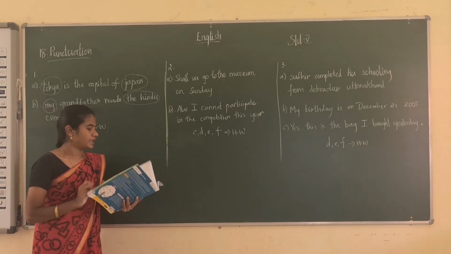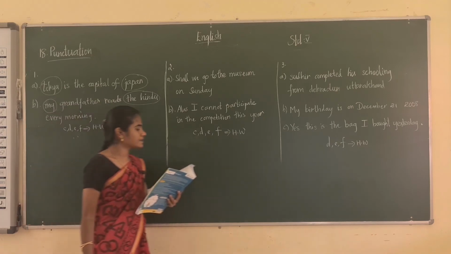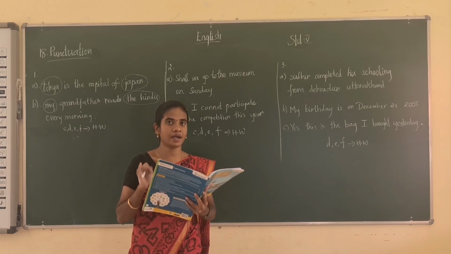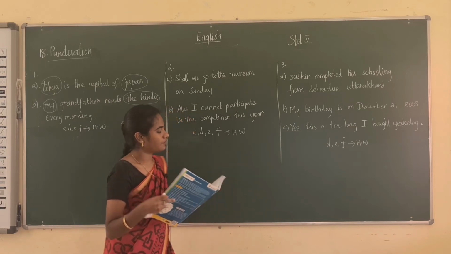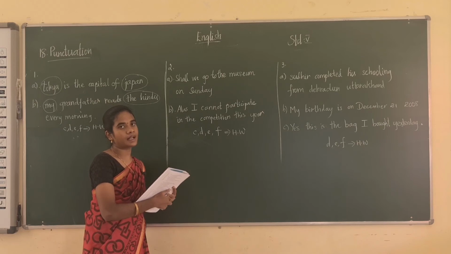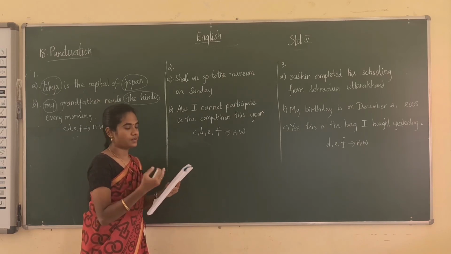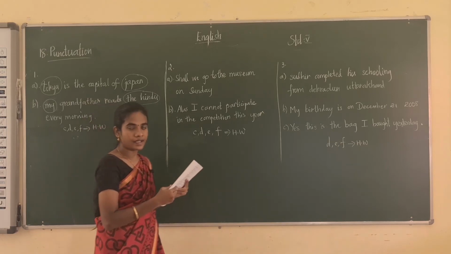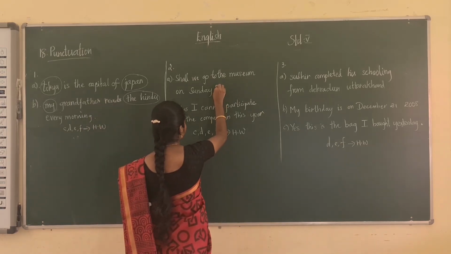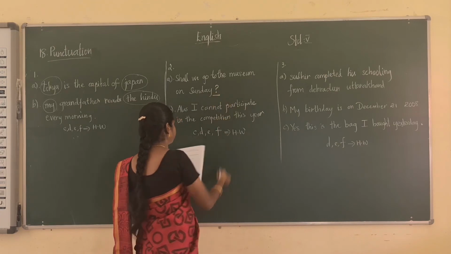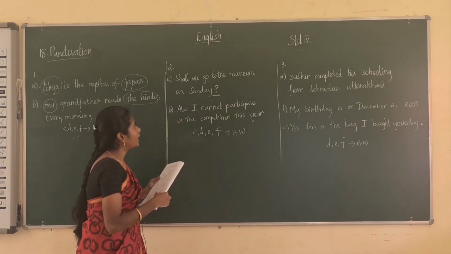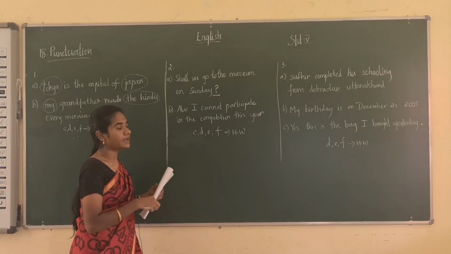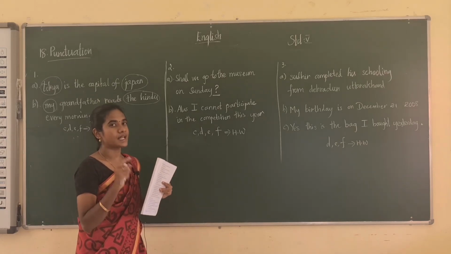Okay, see the next one, the second exercise: punctuate the following sentences using a full stop, question mark and exclamation mark. Okay, shall we go to the museum on Sunday? So it is a question format, so you have to put a question mark. Okay, then the next one, alas, I cannot participate in the competition this year. So here, after the interjection you have to use the exclamation mark.